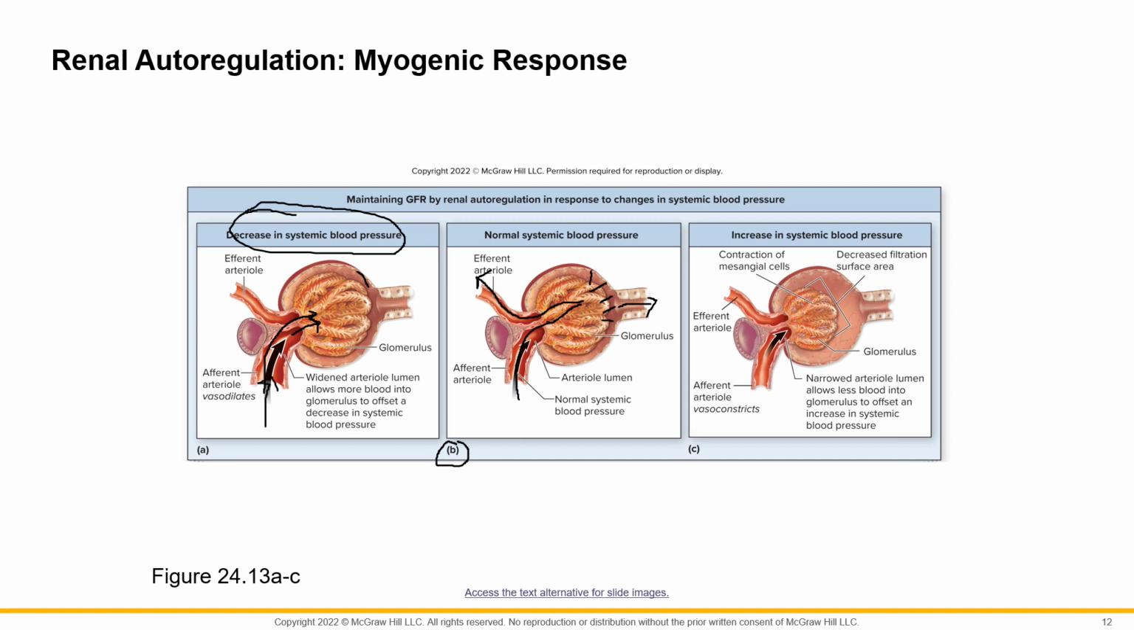So the kidney tries to fix it by vasodilation of the afferent arteriole. So your systemic blood pressure decreased, right? You got low blood pressure. Here in the afferent arteriole, you're going to see a dilation. So when it dilates, more blood is going into the glomerulus. So here what's happened is your GFR has gone below normal range, and you want to bring it back up to the normal range. So now that the afferent arteriole has widened, more blood is gushing into your glomerulus.